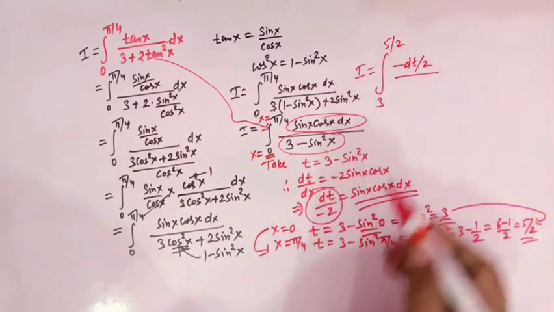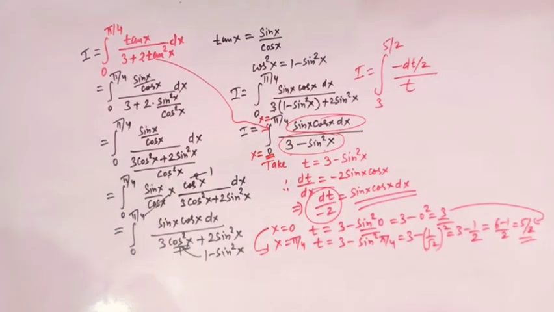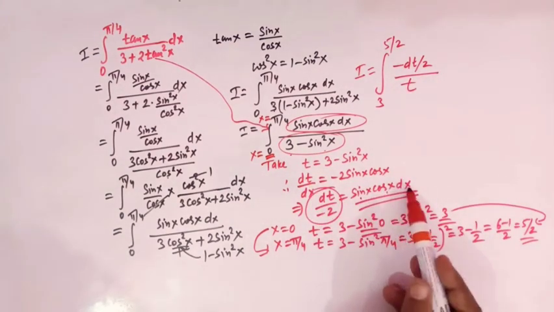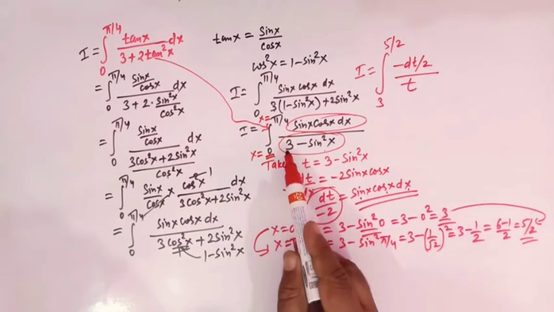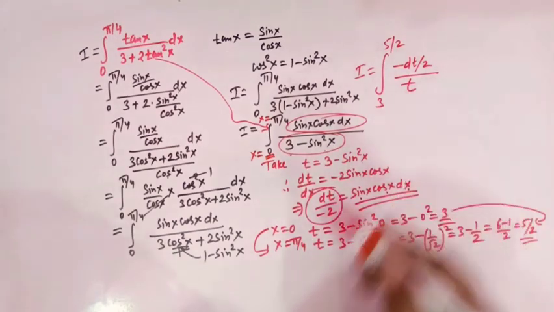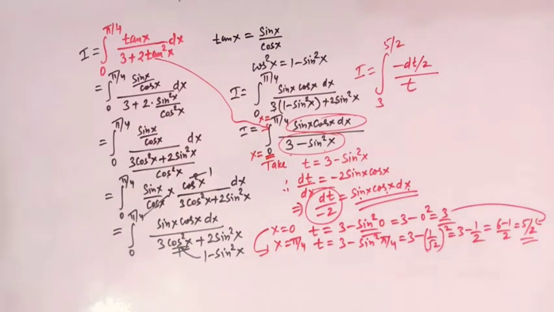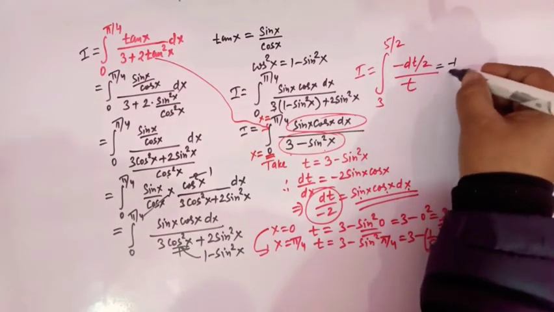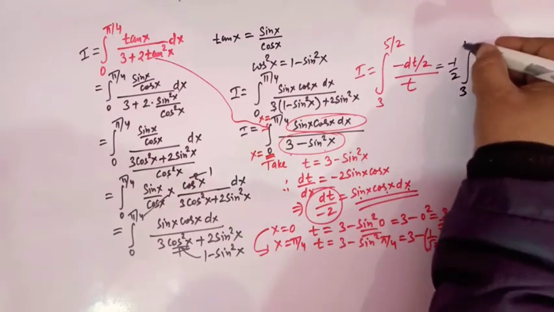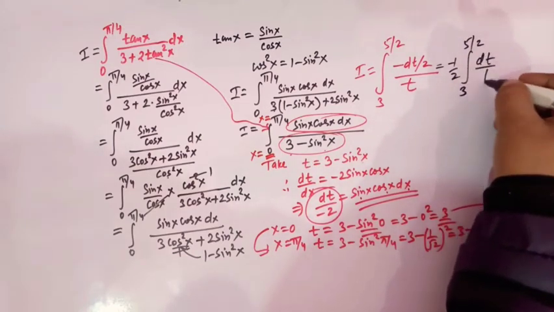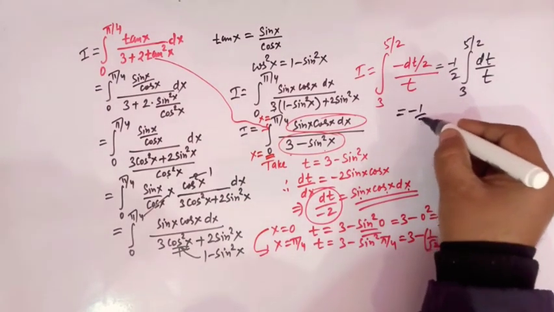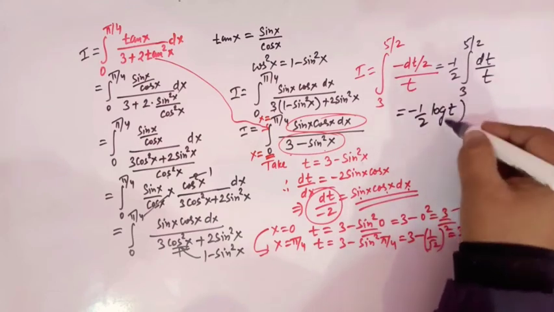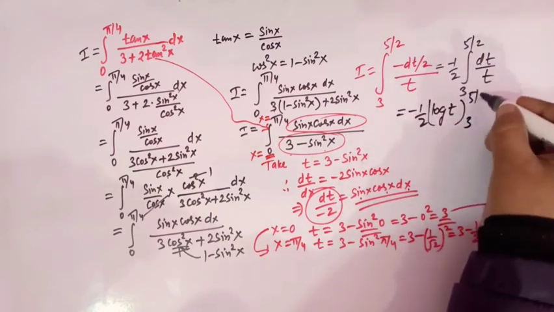and 3 minus sin square x is equal to t, right? Because for sin x cos x dx we have minus dt over 2, and for 3 minus sin square x we have t, right? Now this has reduced to a simple integral, because we can write it like this: 3 to 5 over 2 dt over t, right? So now the integral of 1 over t is simply log of t, and the limits are from 3 to 5 by 2.